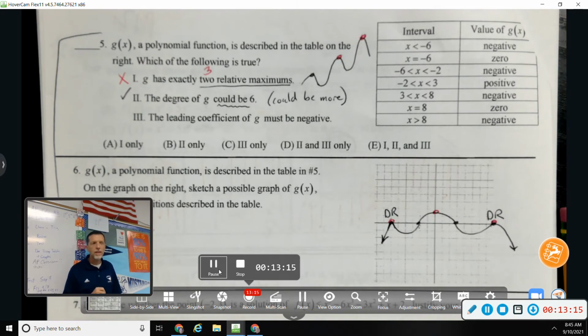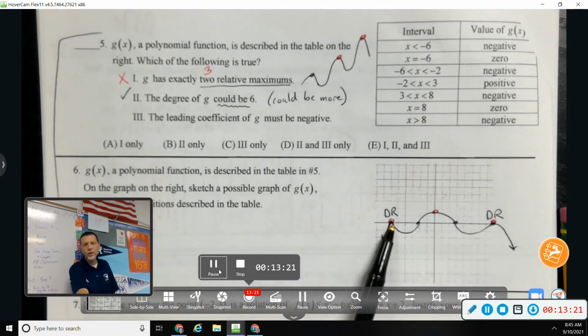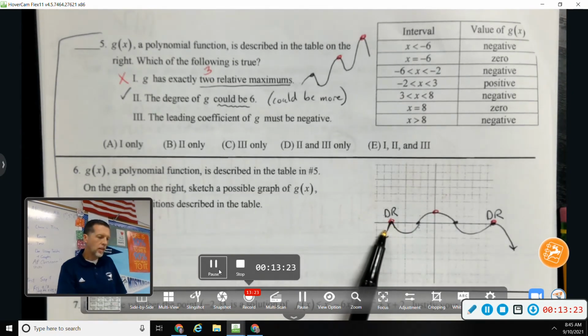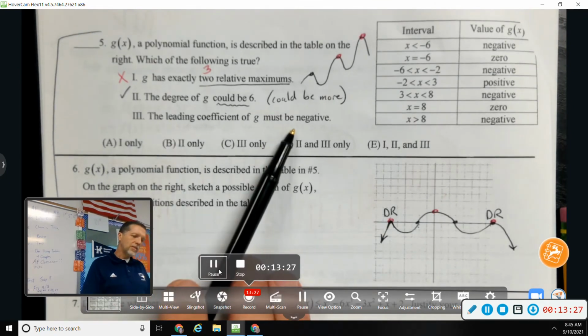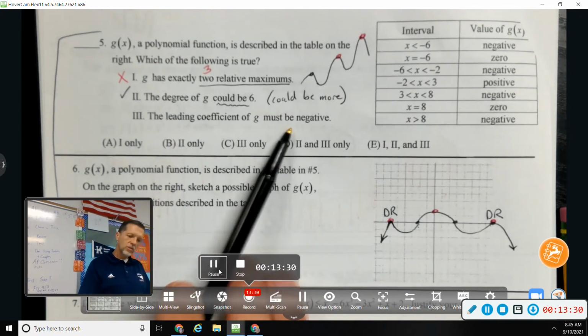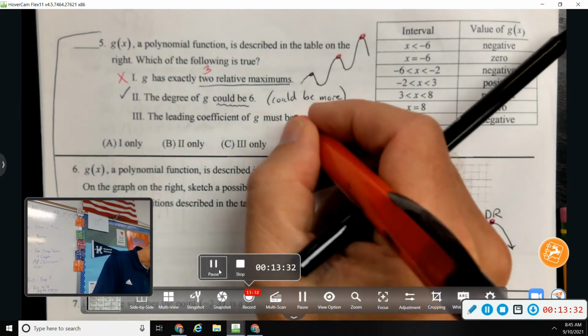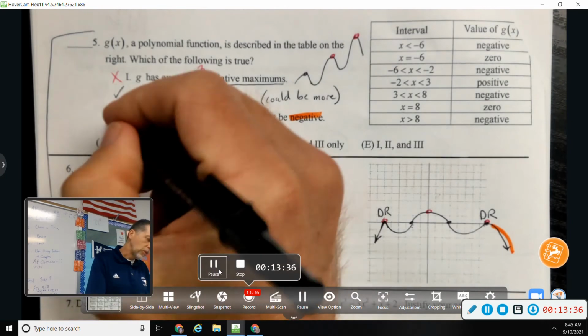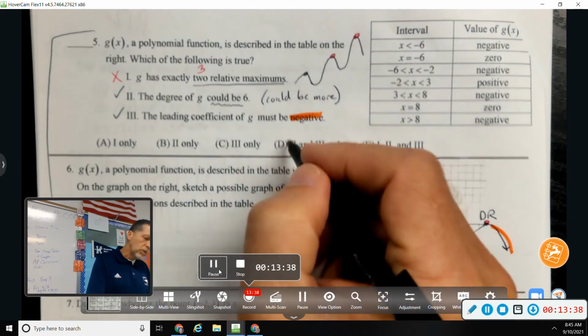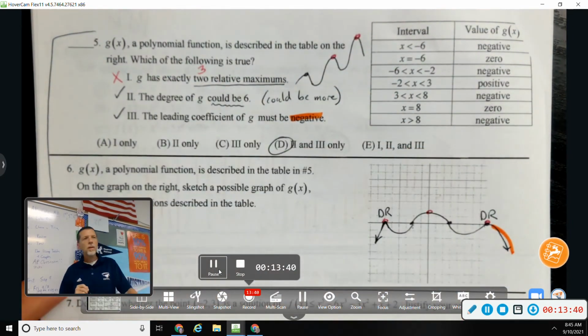So at least 6. Could be more if there's more squiggles other places, or if instead of a double root, that's a quadruple root, something like that. The leading coefficient must be negative. True or false? True, because the right end down there is going down. So that's a true statement. So 2 and 3. But the key to all of that is graphing the picture right. Then you can answer the questions.